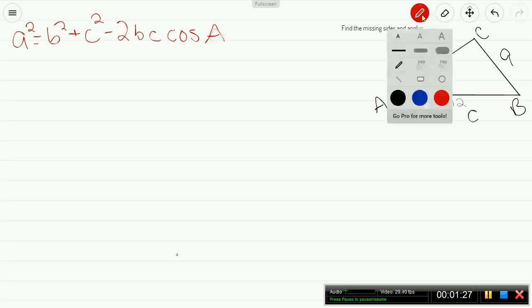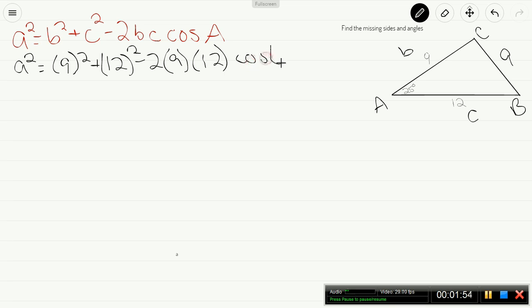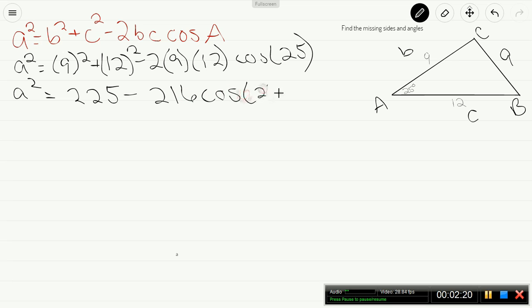Okay, now let's go ahead and plug in our values. A squared we don't know. A squared equals 9 squared plus 12 squared minus 2 times 9 times 12 times cosine 25. We'll break that down a little bit. Over here we have 81 plus 144, so A squared equals 225 minus 216 cosine 25. You can just put that in the calculator.